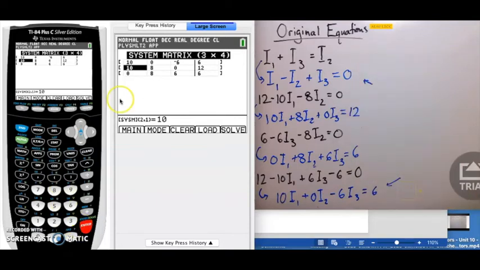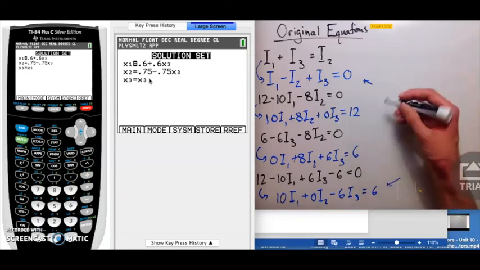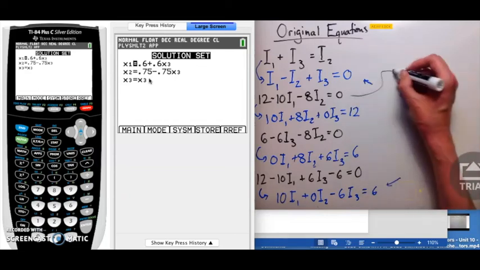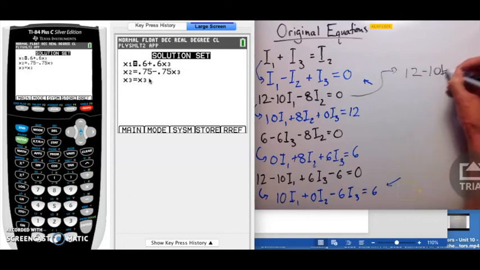What happens? Solve, and what the heck is that? Those aren't answers? Exactly. Those aren't answers. What it's told us here is kind of like ratios between them, but it can't actually give us a solution for some reason. Well, the reason it can't give you a solution is because this third equation here is actually an identity.